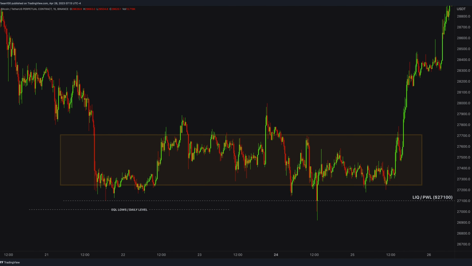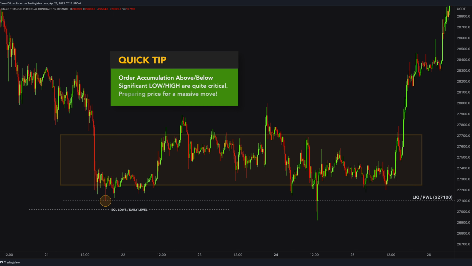Let's check out our order accumulation in 15 minutes. Remember this range? Where does this range happen? Just above the weekly low, just above the daily equal lows. So, what is the lesson and sign here? Particular lows and highs are quite critical, and some order accumulations become above or below these lows and highs.